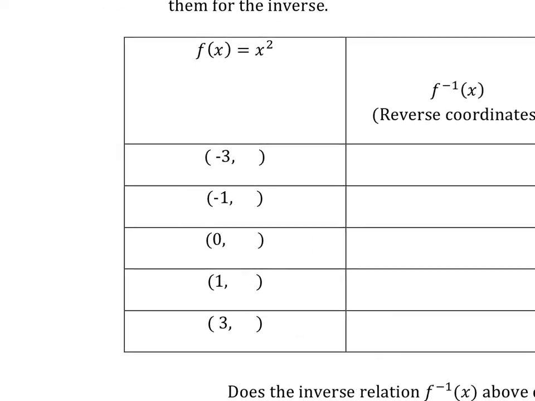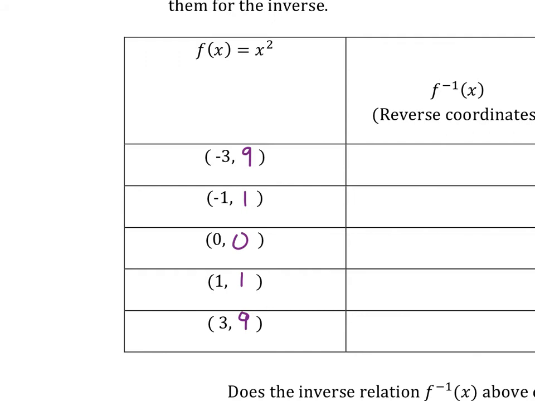So let's think of the function f of x equals x squared. If you plug in negative 3 into x squared, negative 3 squared is 9, right? Negative 1 squared is 1. 0 squared is 0. 1 squared is 1. 3 squared is 9. So we just plug these into the function f of x, which is x squared.